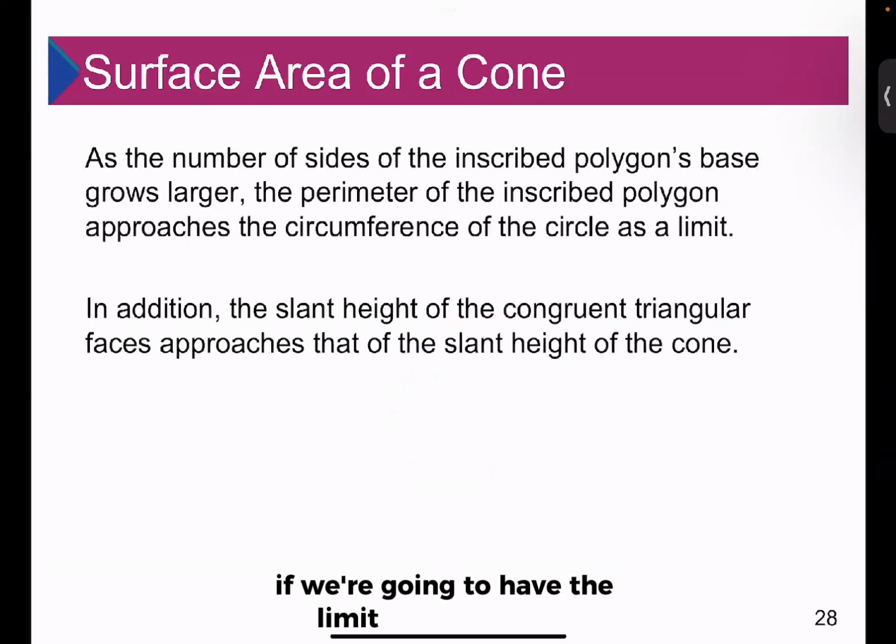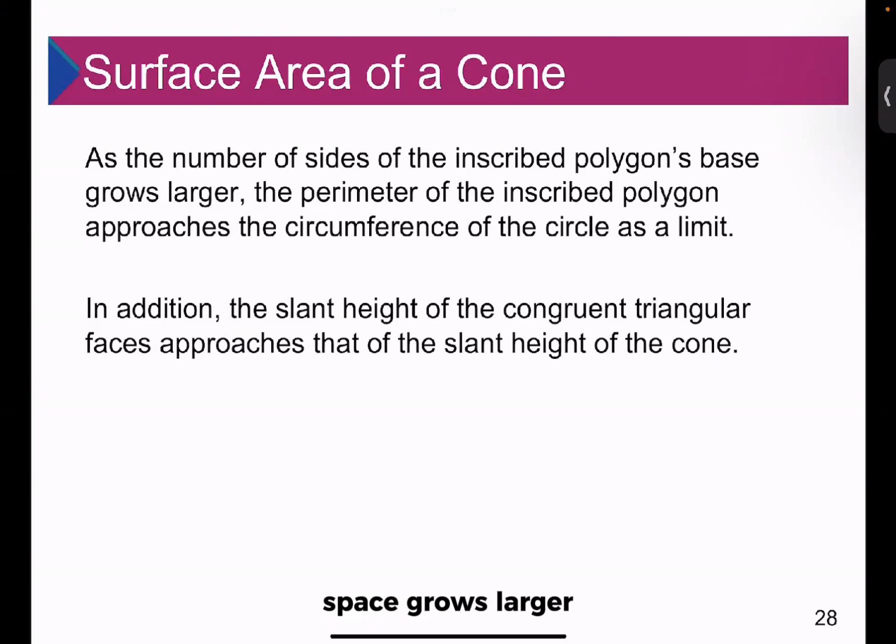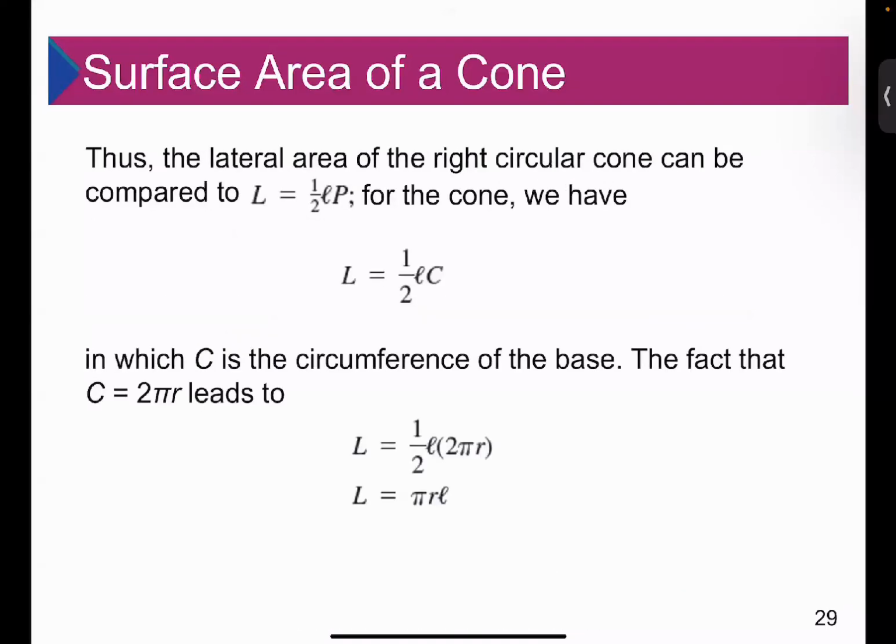If we're going to have the limit of the polygon as the number of sides approaches infinity, we're going to have the limiting process similar to what we have done in cones, in prisms and cylinders. As the number of sides of the inscribed polygon's base grows larger, the perimeter of the inscribed polygon approaches the circumference of the circle as a limit. In addition, the slant height of the congruent triangular faces approaches that of the slant height of the cone.